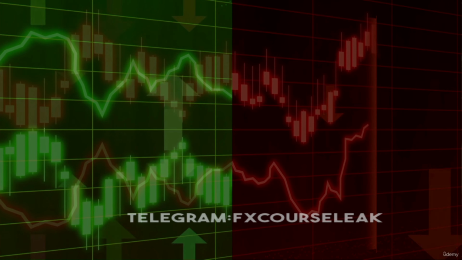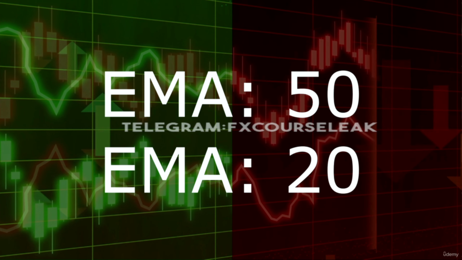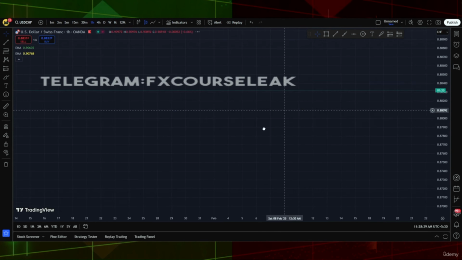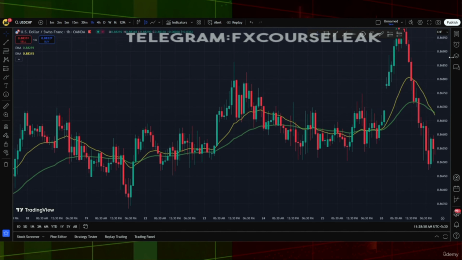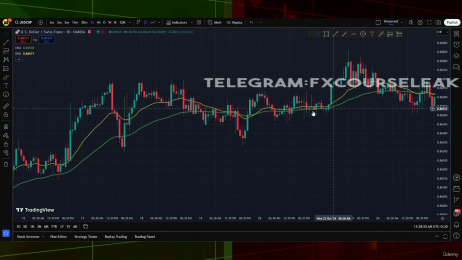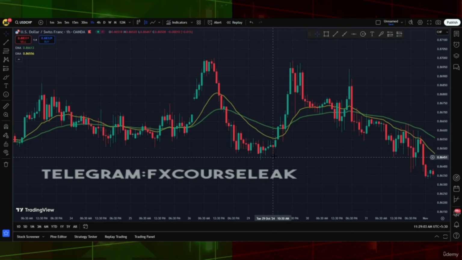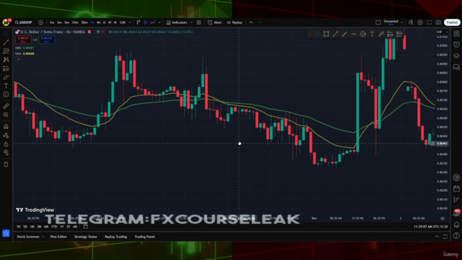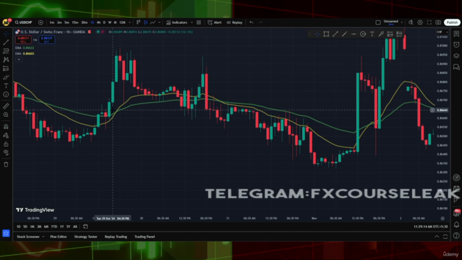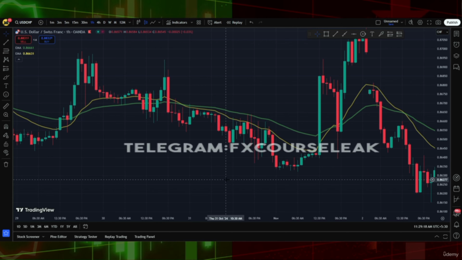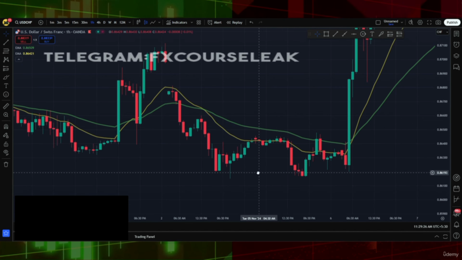Now, moving on to the second strategy. The strategy we'll be looking at is the 50 EMA and 20 EMA strategy. So we'll add the 50 EMA and 20 EMA on the chart and do the same thing as the first one. Over here the price is chopping way too much, so we don't take any trades and we wait for the market to go in a trend.